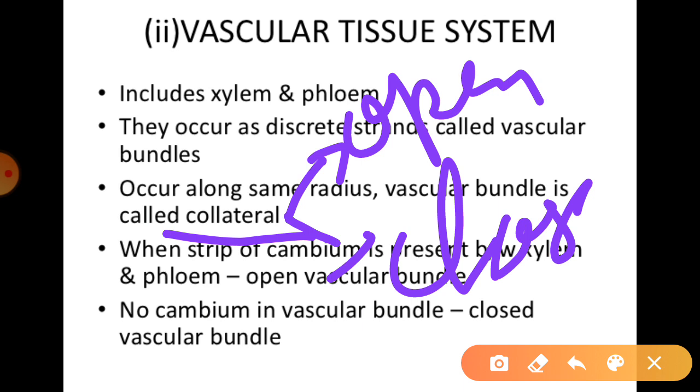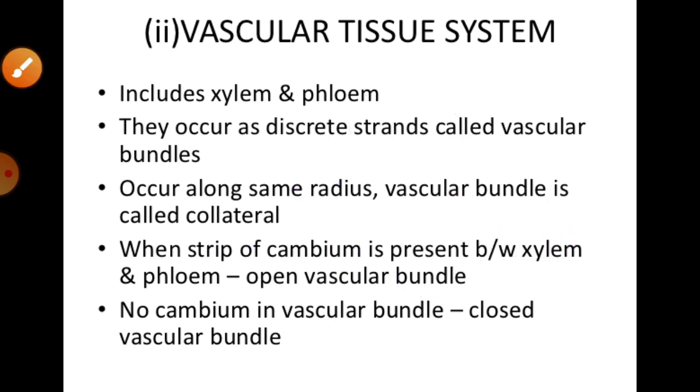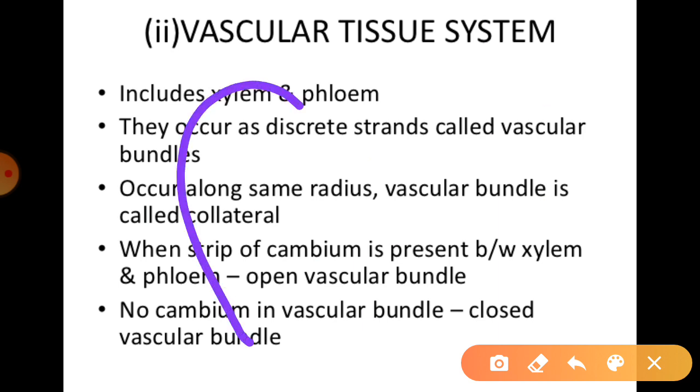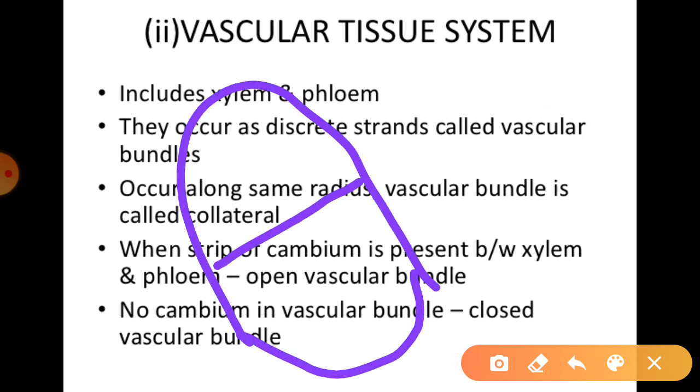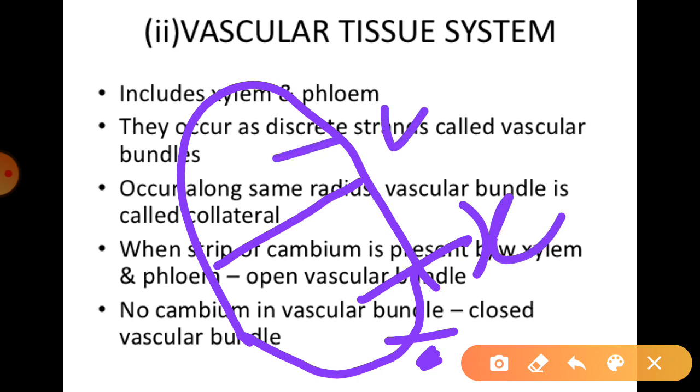If we talk about the collateral type of condition, as you can just see, the occurrence of xylem and phloem on the same radius in a vascular bundle is called collateral. Especially the xylem and phloem lie together on the same radii. In that condition, the xylem is inside, or lies inward, and the phloem is outward, as I have already shown in the previous diagram. Suppose like this, right? This is the pith region, this is the xylem and this is the phloem. In that condition, they are known as the collateral one.